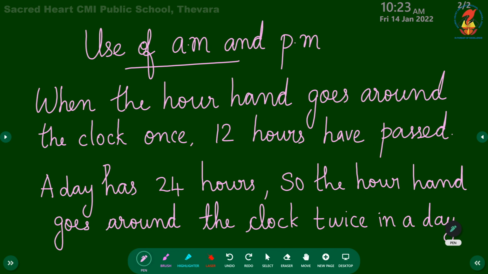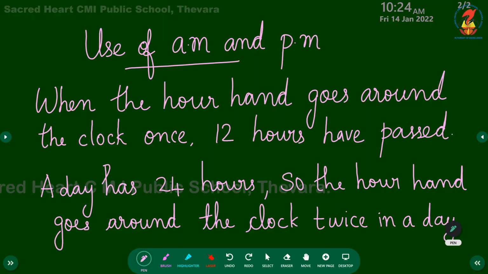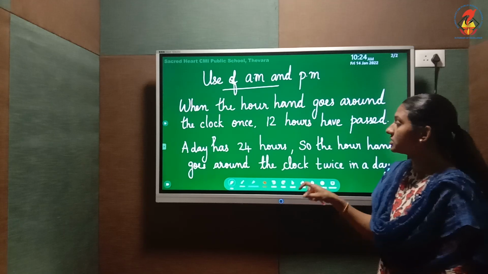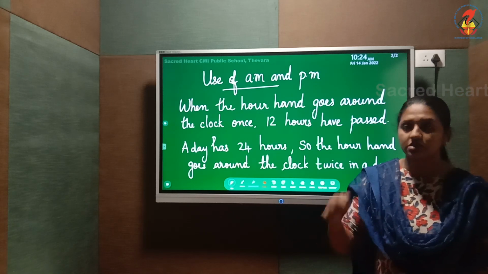When the hour hand goes around the clock once, 12 hours have passed. A day has 24 hours, so the hour hand goes around the clock twice in a day. How many times? It's 2 times.